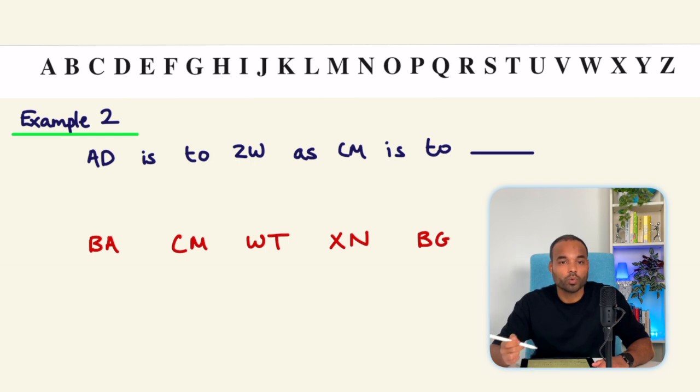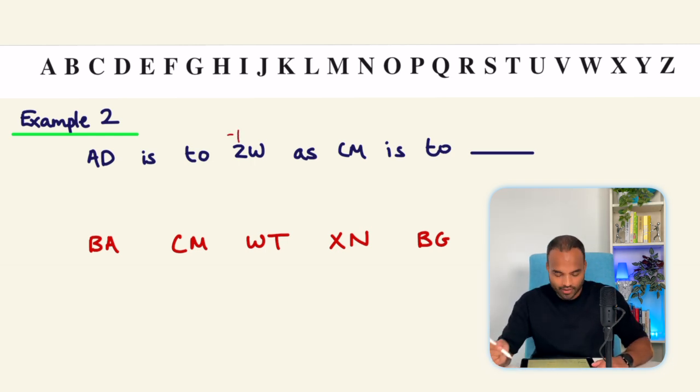Okay, so let's do what we normally do. How is A related to Z? -1, right? Go back 1 place, we get to Z. So let me write that on top of the Z, -1.